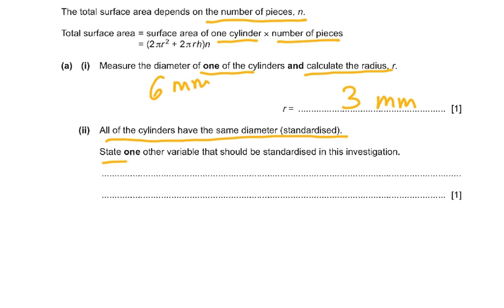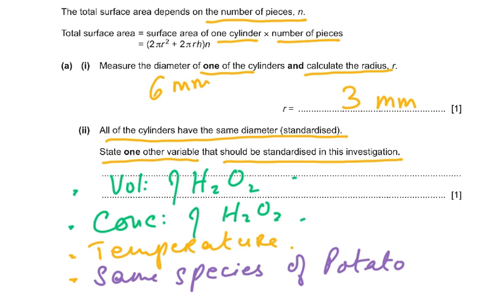State one other variable that should be standardized in this investigation. Of course, there are a number of things which need to be standardized, but you probably won't be able to do it now, but you can do it if you read the whole question and then do the question. Then it will become easy. The different variables were volume of hydrogen peroxide, concentration of hydrogen peroxide. The temperature should have been kept constant because this is an enzyme controlled reaction, and the same species of potato. You shouldn't have potato from different places, so it should be the same place, same species, same field, in fact, wherever it was grown.